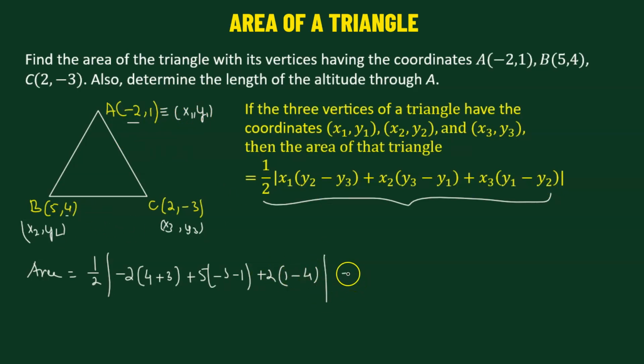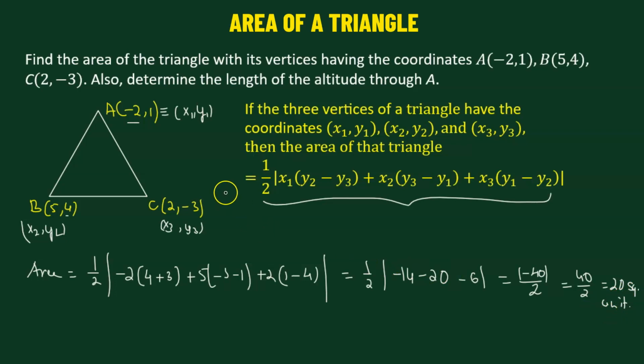Let's find this value. This will be equal to half multiplied by, so 4 plus 3, that's 7. 7 times -2 is -14. Then we have -3 minus 1, that's -4. -4 times 5 is -20. Then we have 1 minus 4, that's -3. -3 times 2 is -6. Now, -14 and -6 give -20. And -20 and -20 give -40 over 2. Or we can simply consider 40 over 2, that's 20 square units. So that's the area of this particular triangle whose coordinates are known.